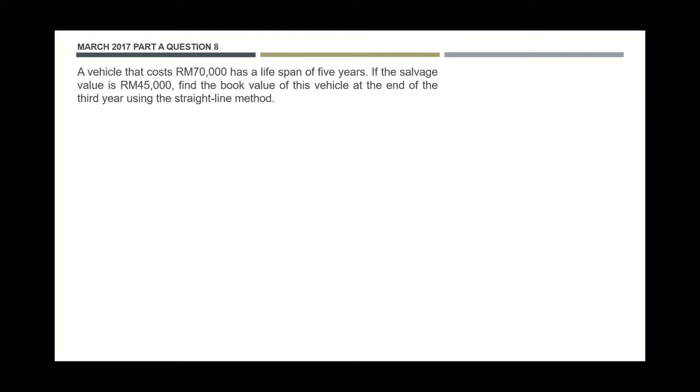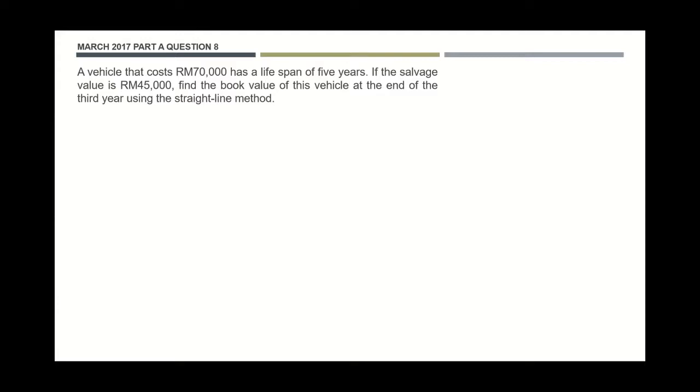Okay, the first question that we're going to look at is from the past semester exam on March 2017, and this is question part A, question number 8. The question states that a vehicle that costs 70,000 has a lifespan of 5 years. If the salvage value is 45,000, find the book value of this vehicle at the end of the third year using the straight line method.